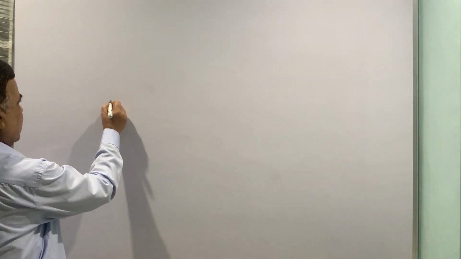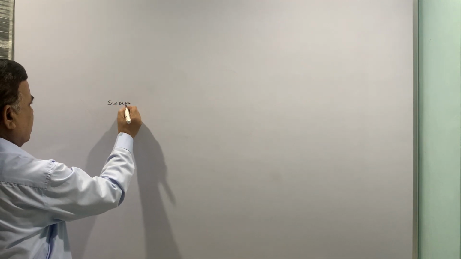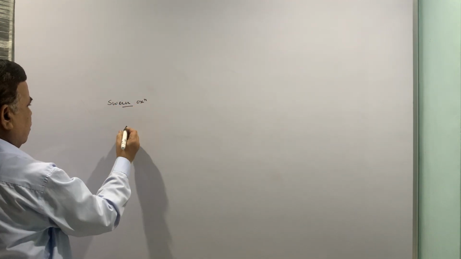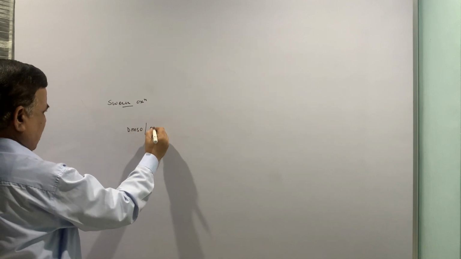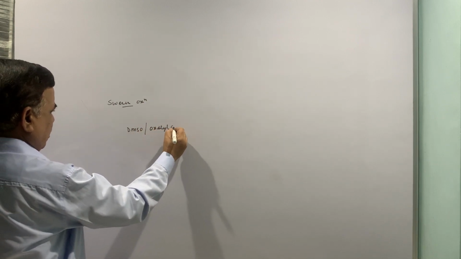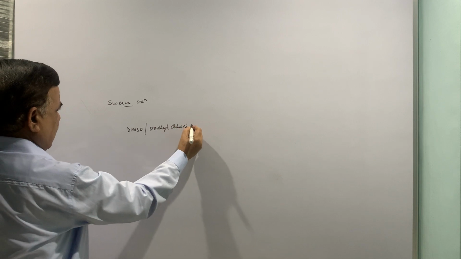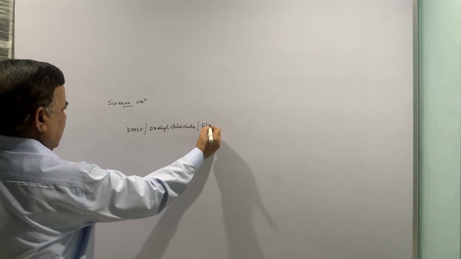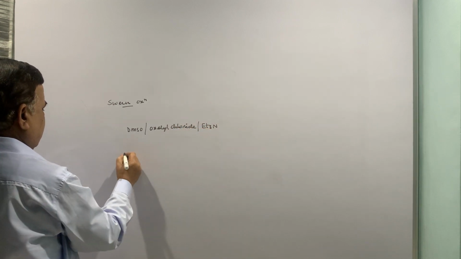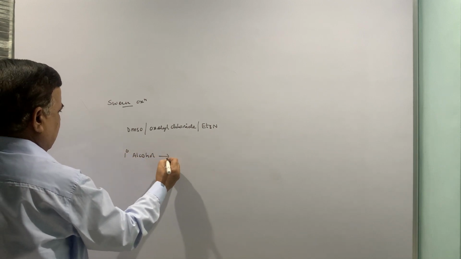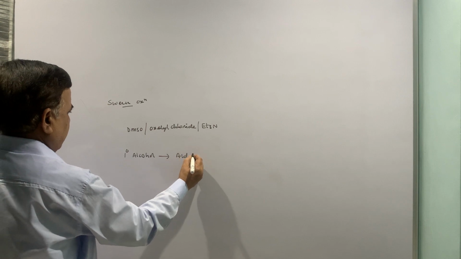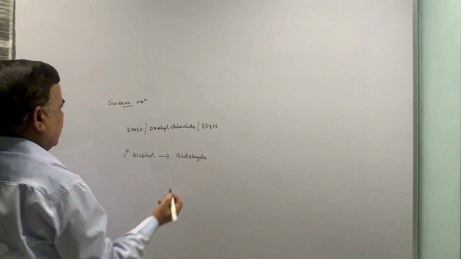Then Swern oxidation. Now these are some name reactions. Swern is DMSO, oxalyl chloride, and a base like triethylamine. So primary alcohol is becoming aldehyde. This is the application part.